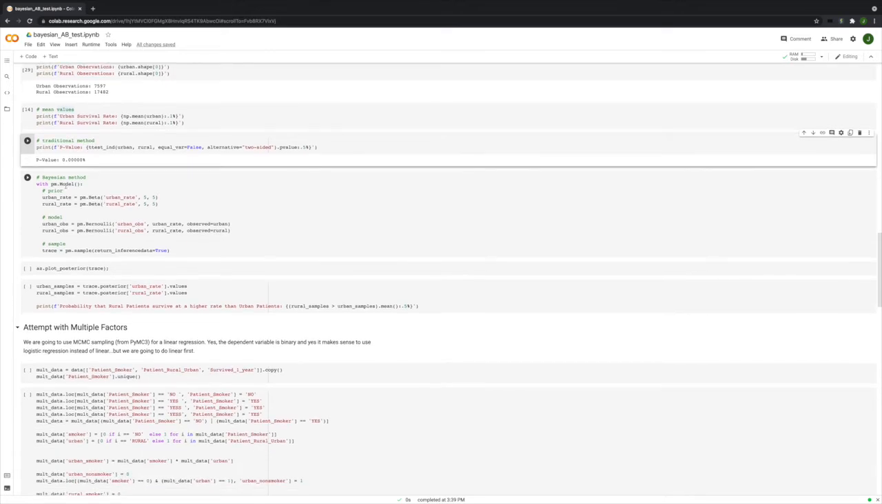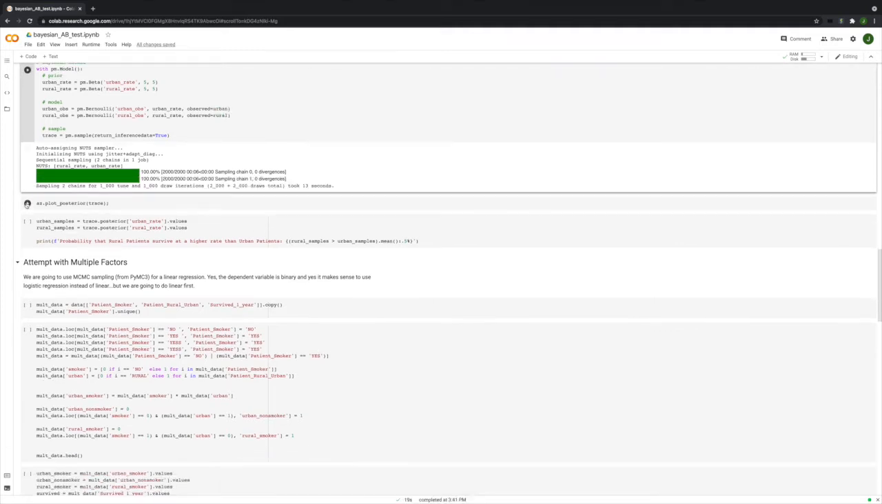Now, I want you to notice here, before we run this one, that it is exactly the same setup as before. We're starting with an urban rate and a rural rate. They're both beta distributions. We flattened these out rather than making all of the probability be close to 0, so that it can go wherever it needs to. Then we're treating the observations as Bernoulli random variables, with the p-value coming from the prior there. And we've got our observations.